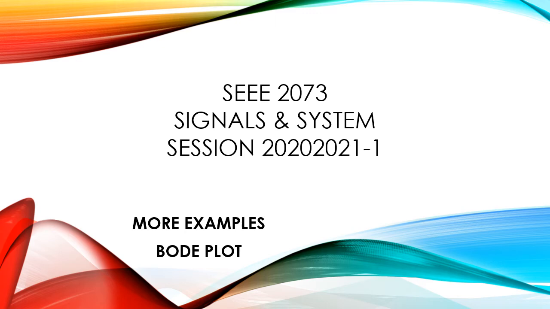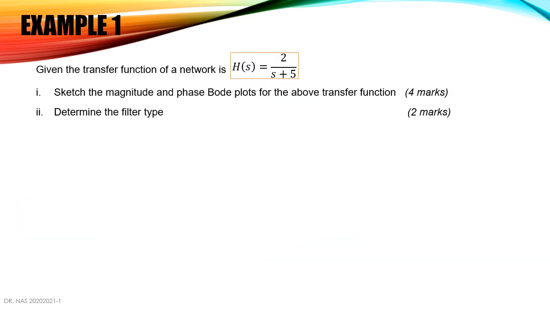So let's have a look at a few examples on Bode plot. Okay, let's look at the first example. Given the transfer function of a network H(s) equal to 2 divided by s plus 5. So the first question, you need to sketch the magnitude and phase plots for the above transfer function. The question asks you to sketch, so you just need to sketch in the blank answer sheet. You don't have to use the logarithmic plot at all.